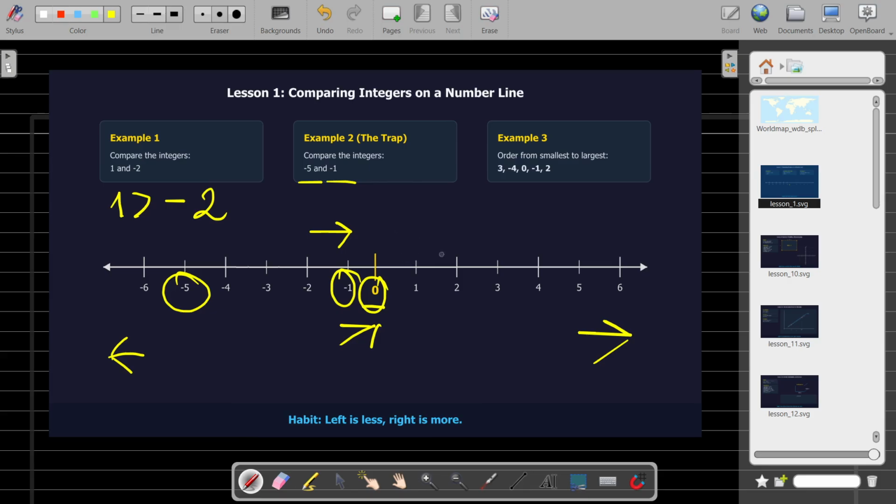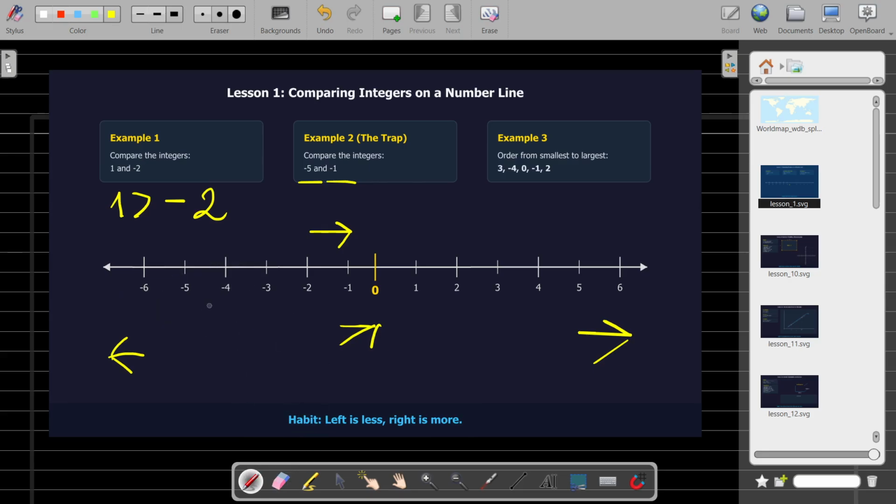Let us do a full ordering exercise. We need to arrange these 5 numbers from smallest to largest. And again, let's use our habit. Let's use another good habit. When in doubt, repeat after me. When in doubt, draw it out. We're going to plot every single number on the number line. Of course, the number line is already drawn, but we need to find these numbers ourselves.